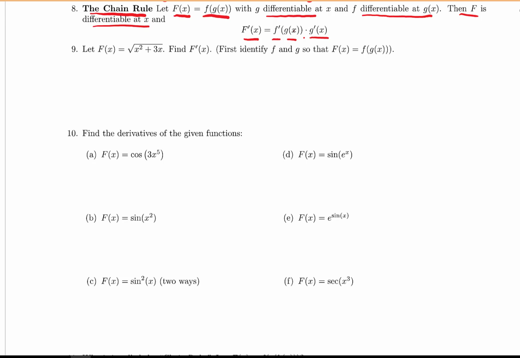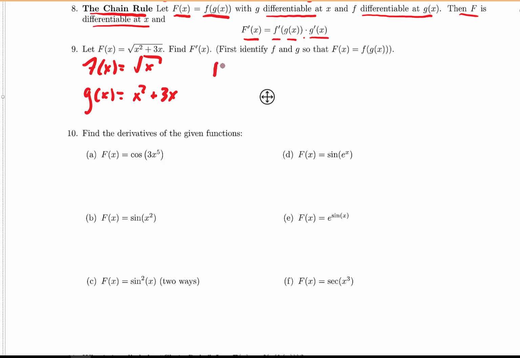Okay. So let's put that into practice. We're going to take the derivative of this. I say first identify the f and g so that you can do the chain rule. I think that's really helpful. So we could think of f of x, the outer function, as the square root of x function. We know how to take its derivative. And we could think of g of x as the x squared plus 3x function. And I usually go with what I call the most natural choice for the inside-outside functions in that composition.